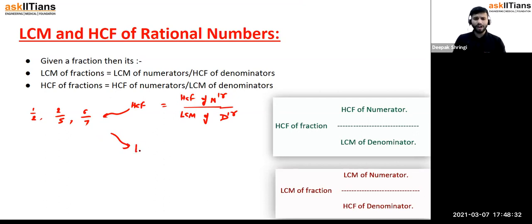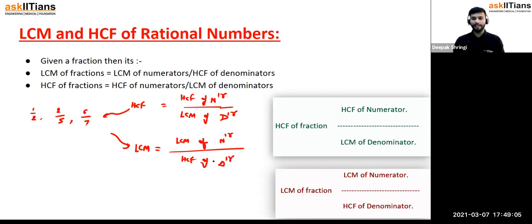Now, if you have to find the LCM, what will you do? You will find the LCM of the numerators this time, and then for the denominator you will find the HCF. So it's a very simple process or formula. If you are finding the HCF, then for the numerator you will find the HCF, and for the denominator you will find the LCM. If you are finding the LCM, then for the numerator you find the LCM, and for the denominator you find the HCF.